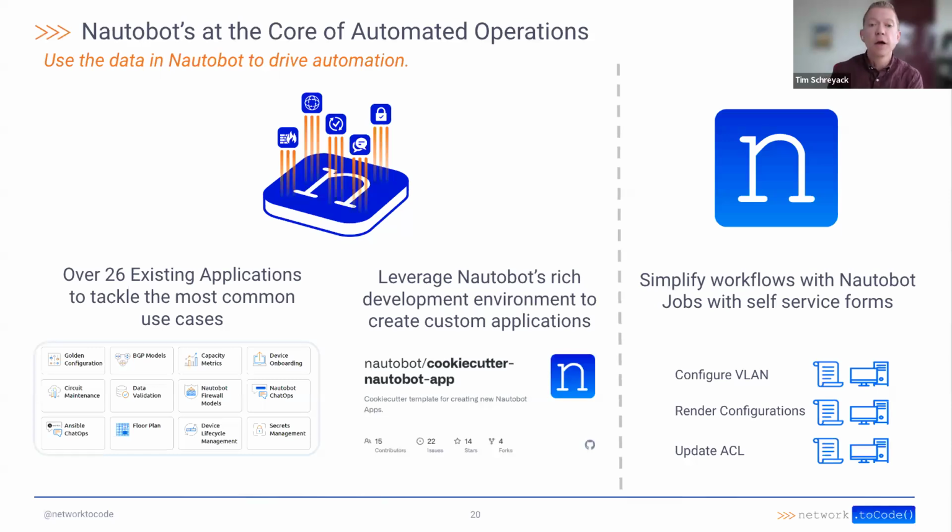And that can be done either directly by your team or through an engagement with Network to Code, where we understand you are going to have unique business processes in your world, and we need to be able to address that. So we can simplify your workflows via using Nautobot applications, Nautobot jobs, in which we can do things like, let's say, configure a VLAN and create a simple, repeatable process for your operations teams to follow.